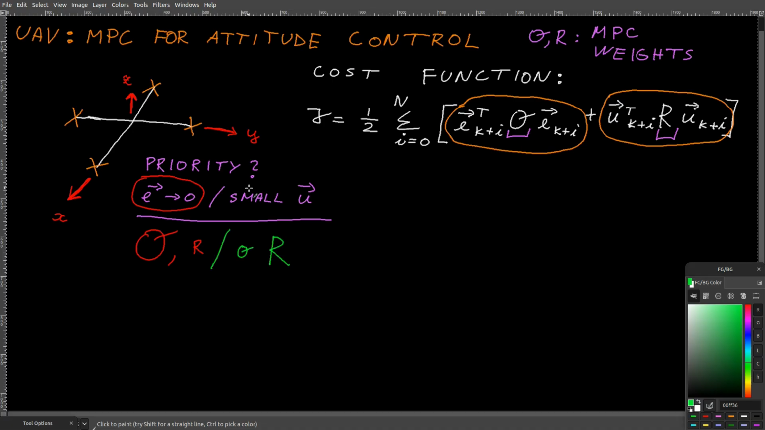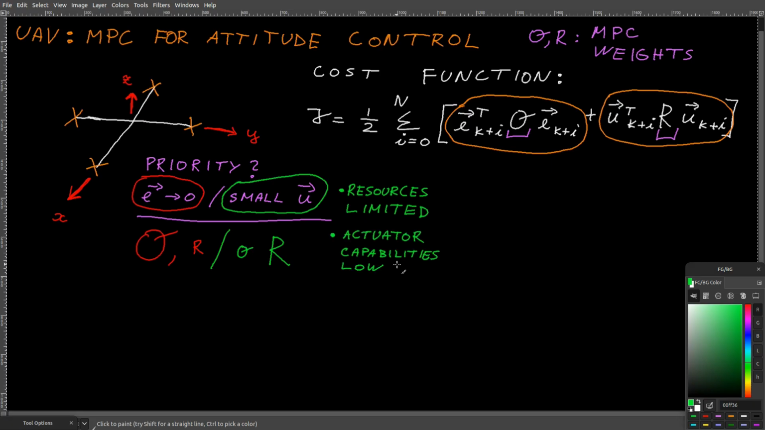Conversely, higher values in R compared to Q means that you penalize high control actions more. You are essentially saying that it is more important to be conservative with control input actions, even though that means driving errors to zero slower. Reducing errors fast is less important than keeping control actions low. That could be the case where you have very little resources in terms of energy or actuator capabilities.